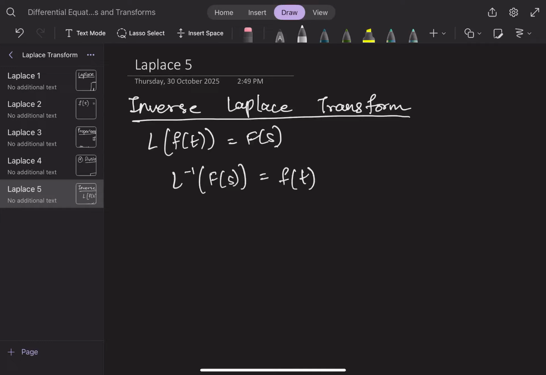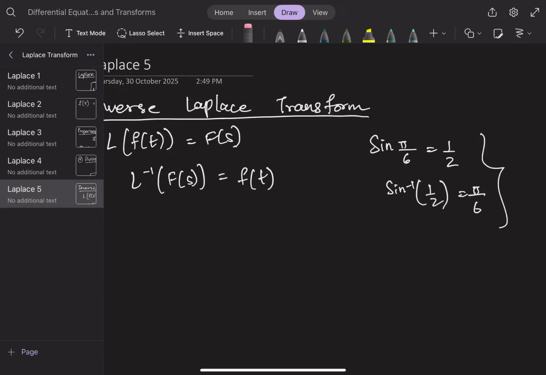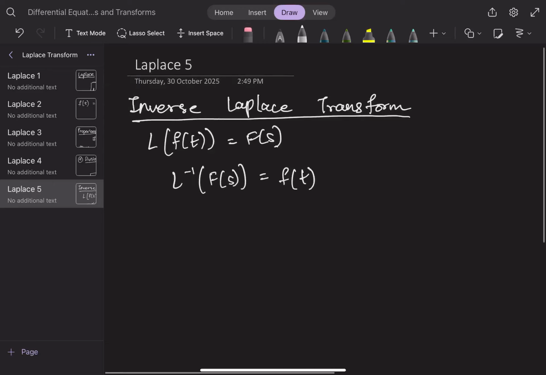For example, when you know that sine pi by 6 is half, then you write sine inverse of half as pi by 6. So this is just a way of writing, okay? So ignore this. So let's take an example.